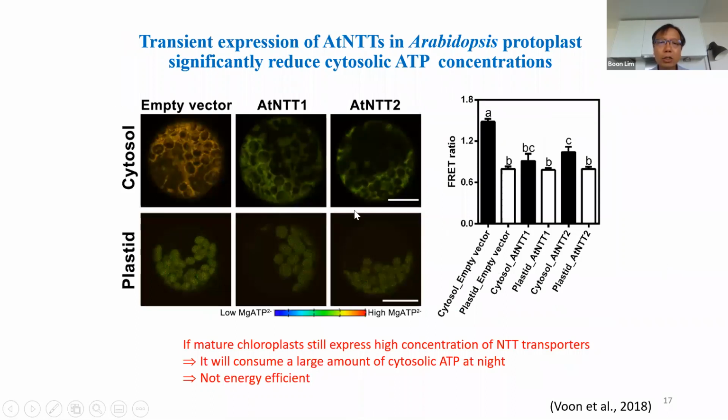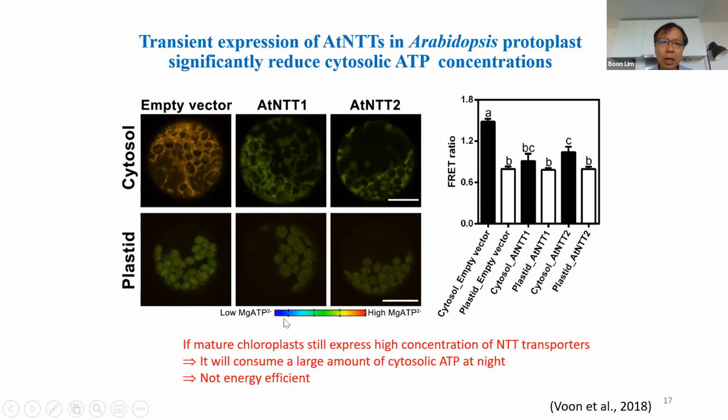Then we try to isolate protoplasts that carry the ATP sensors in the cytosol, and then we transfect a vector containing NTT1 or NTT2. And after overnight incubation, we can see that the cytosolic ATP in the protoplast drops to a very low level if we transfect them with NTT1 or NTT2. And this does not happen if we only transfect the vector.